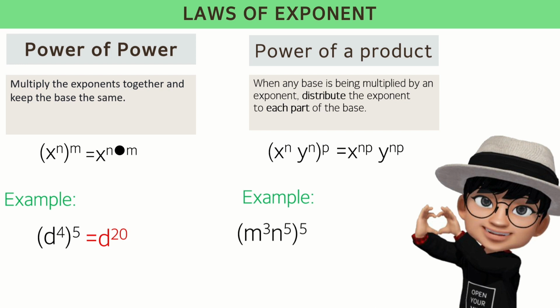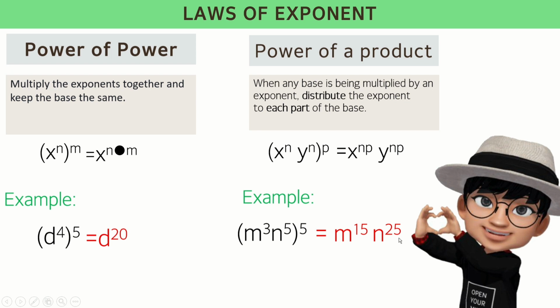For example, we have m raised to 3, n raised to 5, all raised to another power 5. Our answer here would be m raised to 15, n raised to 25. So m raised to 3 times 5, that's m raised to 15, and n raised to 5 times 5, the answer is 25.